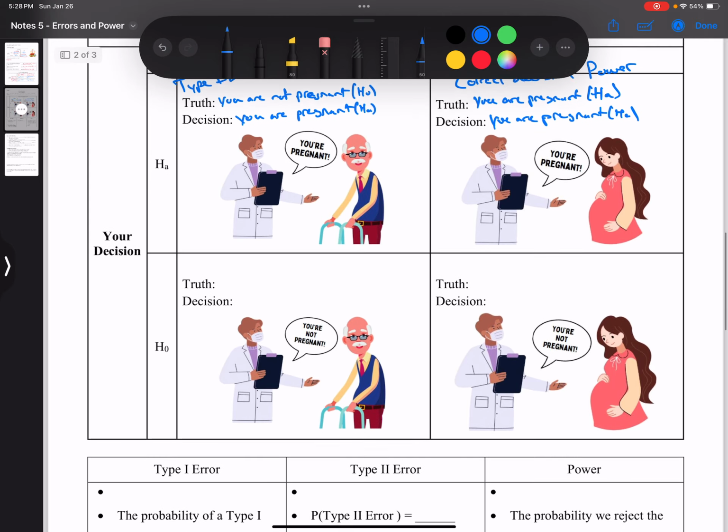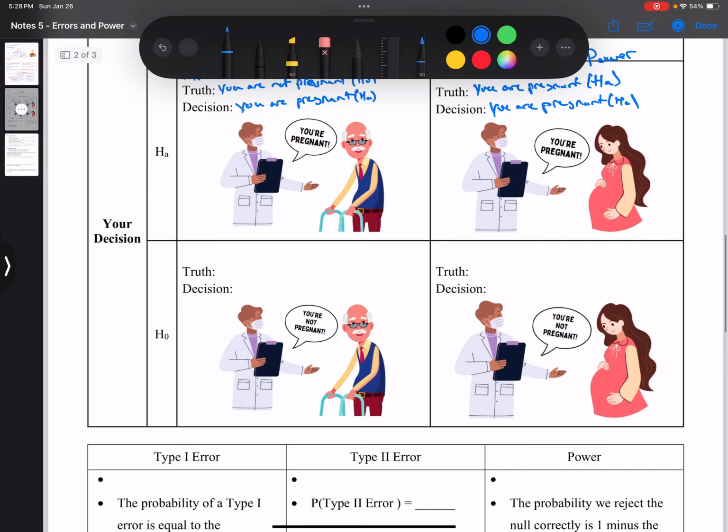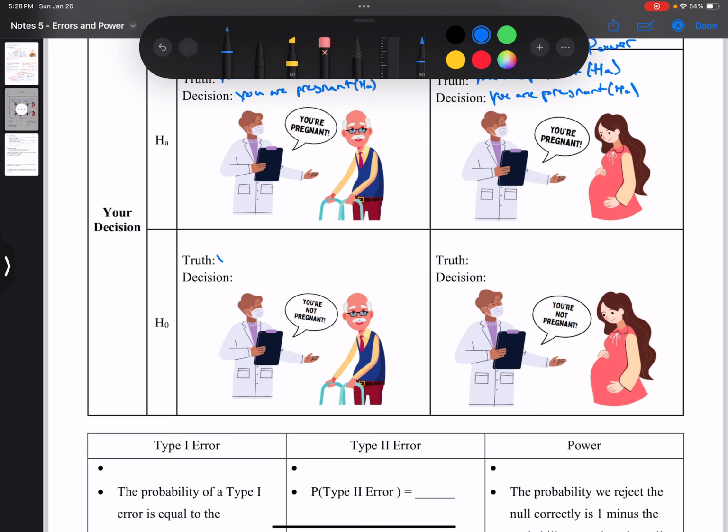Okay, next situation, bottom left. This is where, in truth, not pregnant. And the decision we make is also not pregnant, which is failing to reject when we should have failed to reject. Again, this is a correct decision, and this one does not have any special terms. It's just correct.